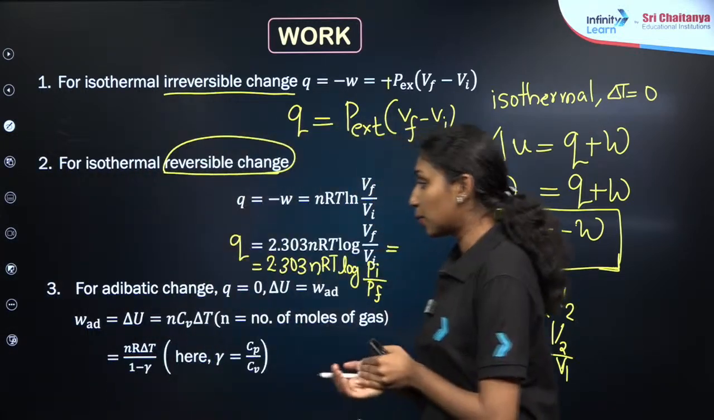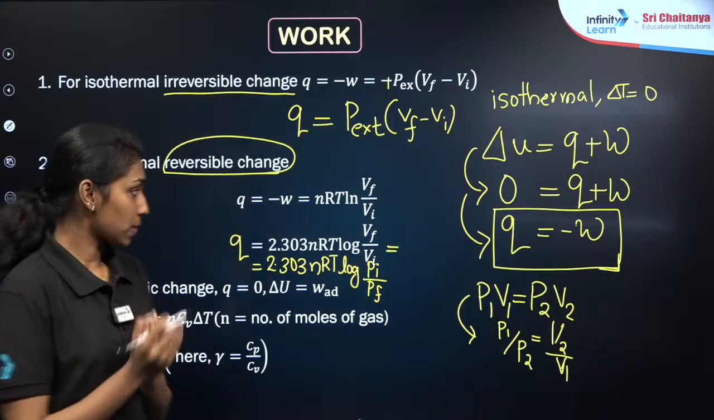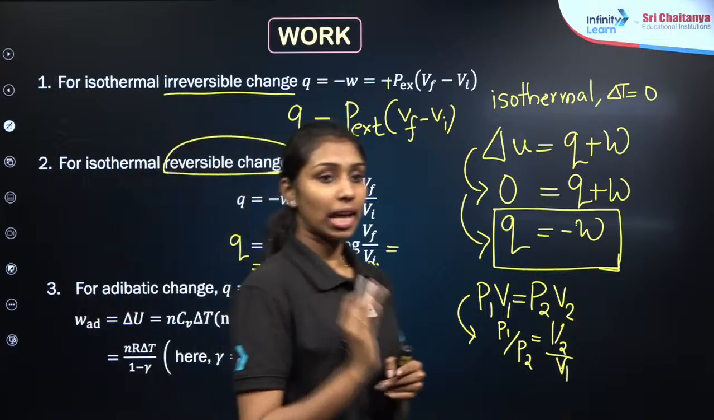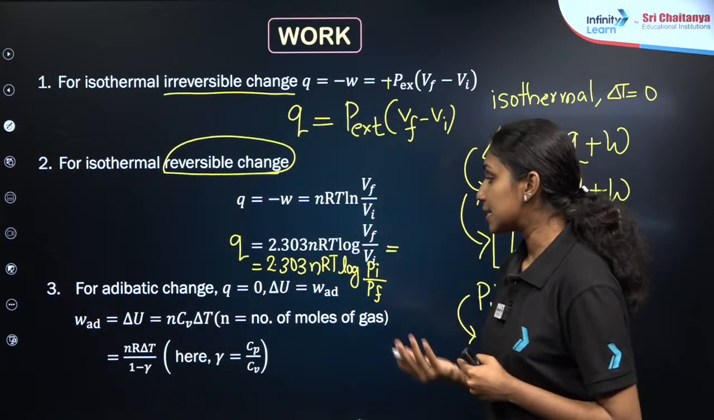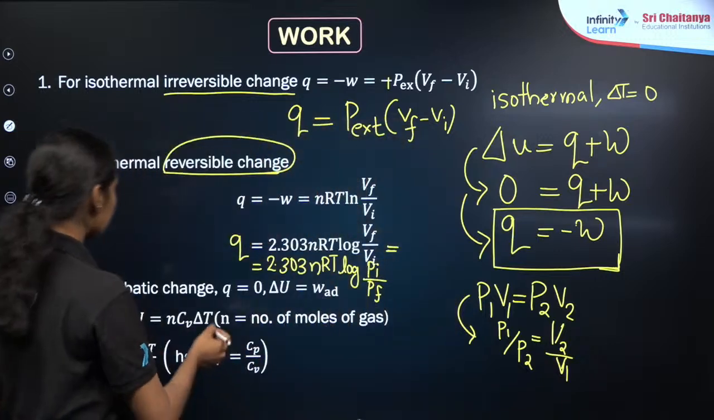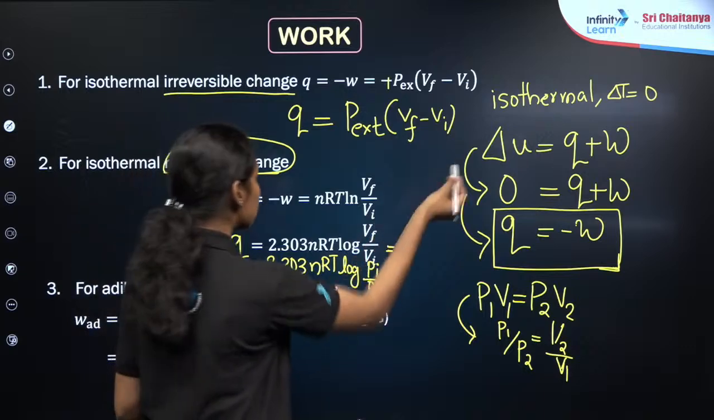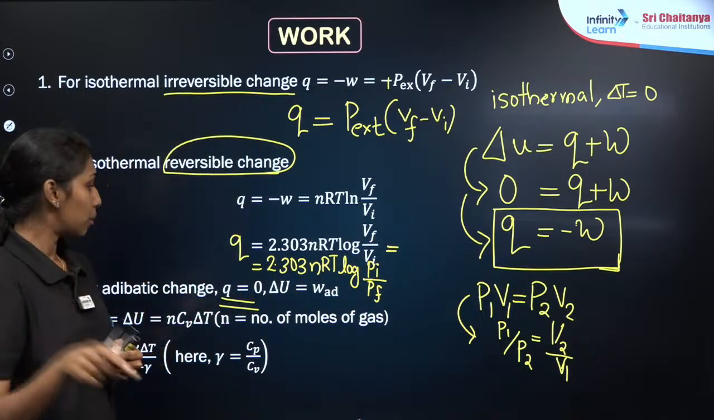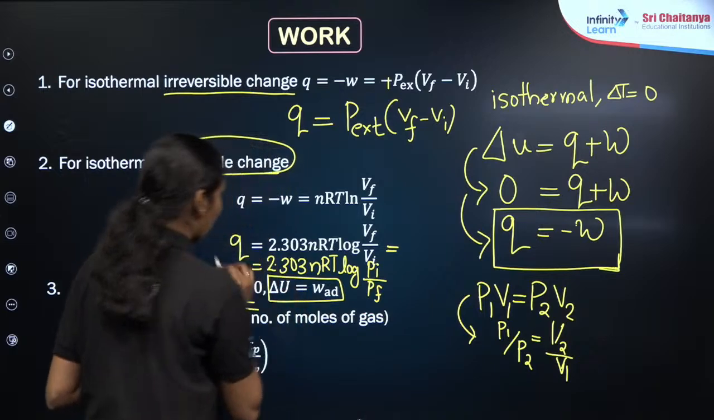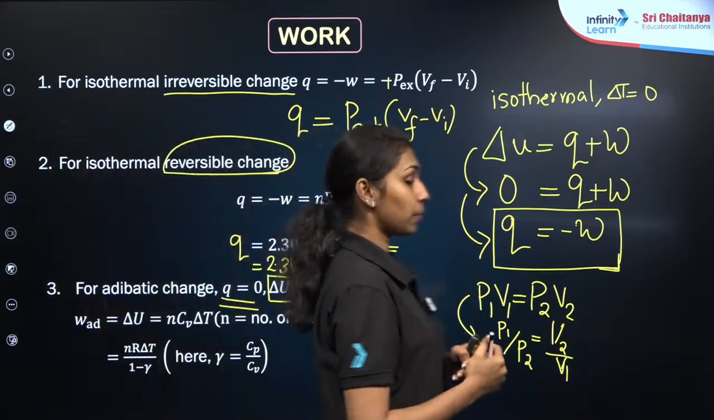Now we will be discussing the adiabatic change. Yesterday, in the previous session, we discussed the different types of processes. One of them is the adiabatic process. In the case of an adiabatic process, there will not be any heat change, so we can take Q equal to 0. According to the first law of thermodynamics, W will be equal to delta U. Delta U is equal to the work done during the adiabatic process.